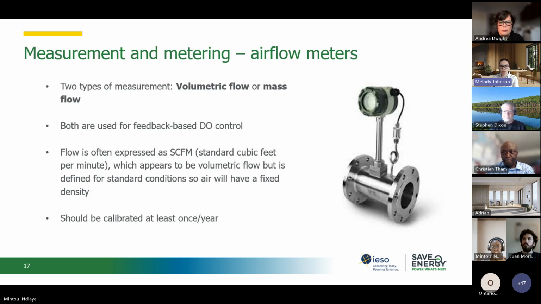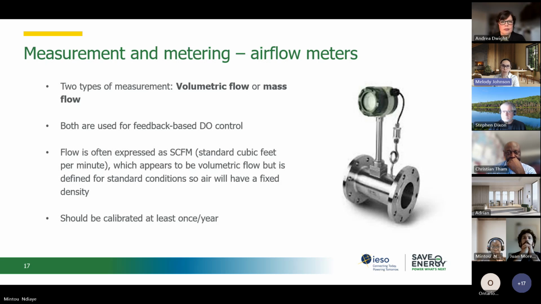Okay. Moving on to the airflow meters, there's 2 main types of devices available. There's volumetric flow or mass flow. Volumetric flow obviously will measure the volume of gas that is passing through at any given moment. But because the volume of a gas varies with temperature and pressure, you would also need to have that information to be able to really know how much air, how much oxygen you're providing to your system.